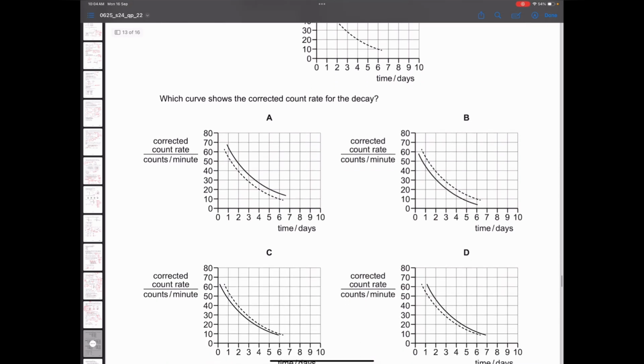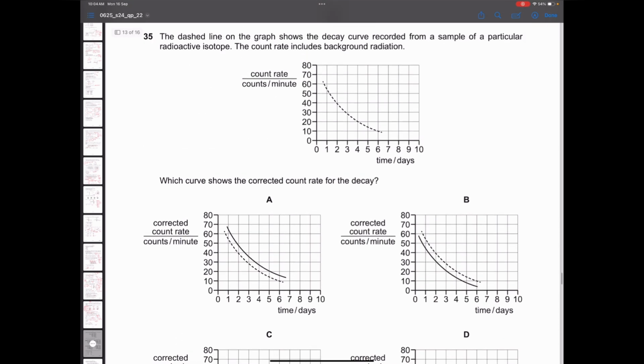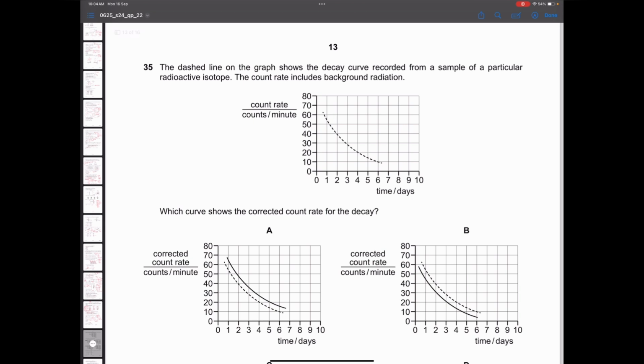Question number 35. The dashed line represents the decay curve. The count rate includes background radiation. Okay, so this is including background radiation, meaning you can just assume the sample is decaying at X counts per second. The background radiation adds a 2 to it, let's say. So the graph will always be X plus 2, then X plus 2 divided by 2, then X plus 2 divided by 4. So what you simply need to do is remove the background radiation a little bit, the count rate will decrease and it will be like this.